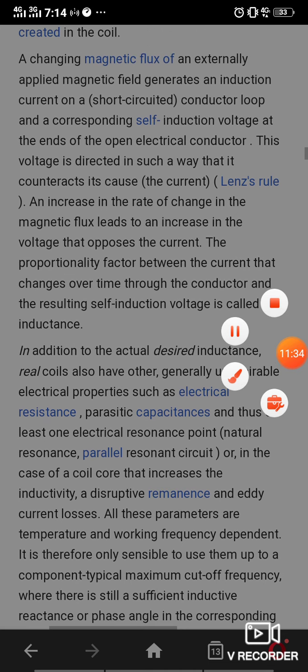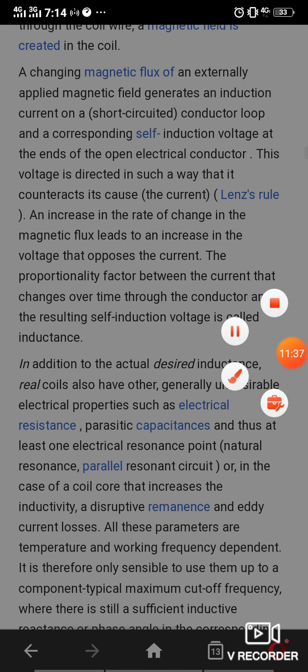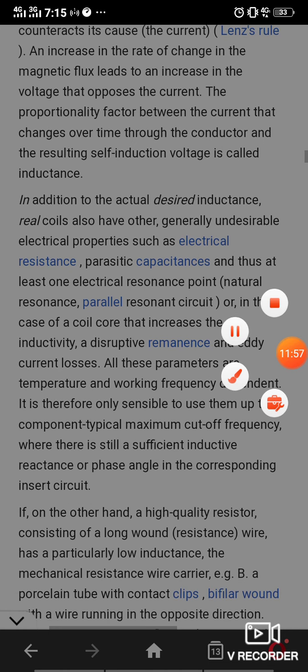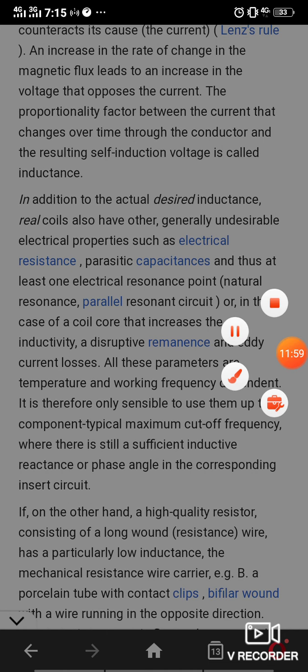So this is the one part of a coil. In another video we will discuss the other part of the coil, the inductive reactance or phase angle in the corresponding circuit.